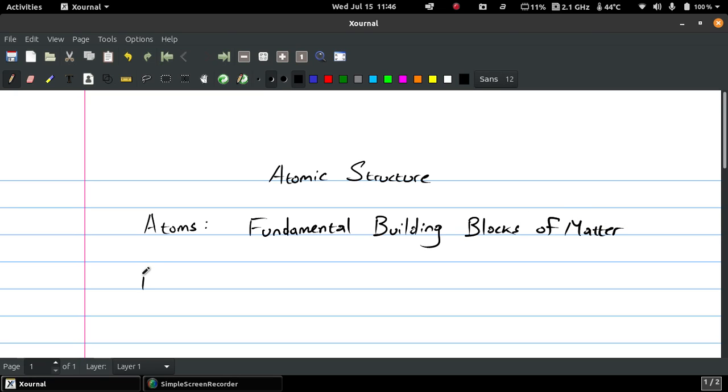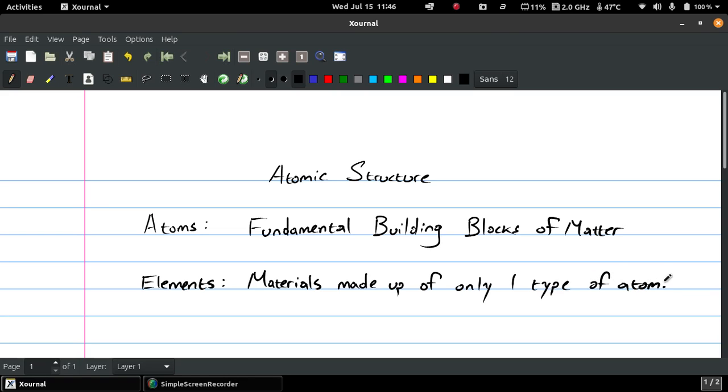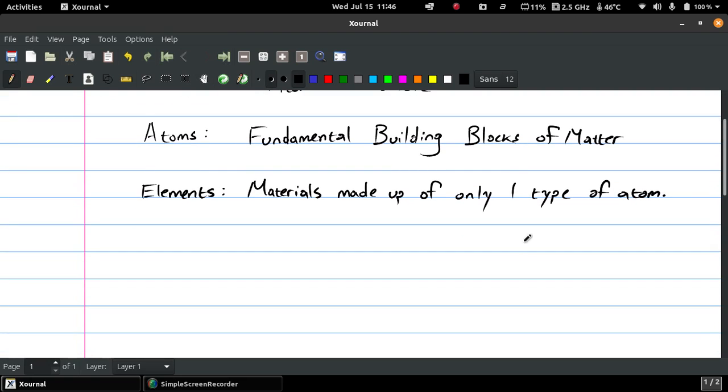So, elements, it refers to materials made up of only one type of atom. Alright, so on the periodic table, if you look at the blocks on the periodic table, I'm gonna do helium.